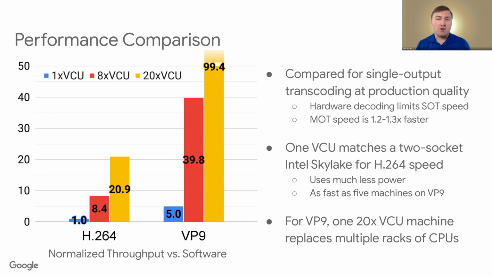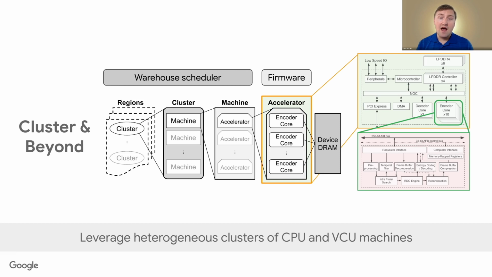For VP9, a single 20-VCU machine replaces multiple racks of CPU-only systems. At the cluster level, we take advantage of the heterogeneity to fill both reliability and capability gaps. We've previously described the cluster-level scheduler, which can tolerate failures at a queue, ASIC, machine, or even rack level, redistributing and retrying transcodes.